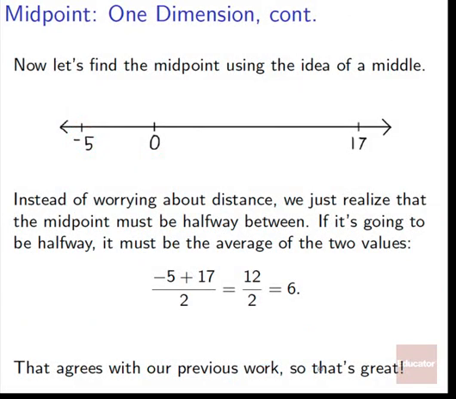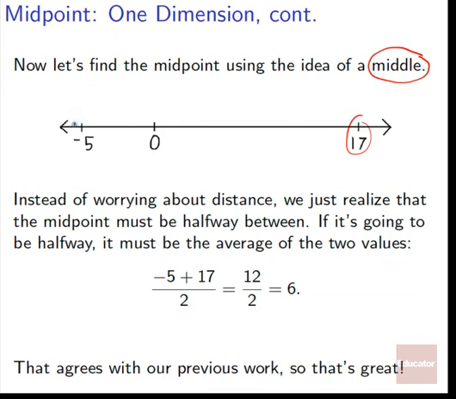What if instead we wanted to find it through the idea of a middle? We're looking for the midpoint, so it makes sense that the midpoint has to be halfway between them. What's going to be halfway between them will be the average of the two numbers. If we combine those two and figure out the most common place between the two of you, what's going to be the middle between you two? It would be the average.